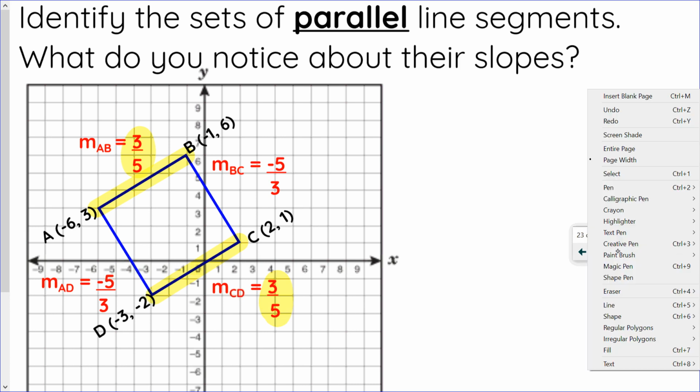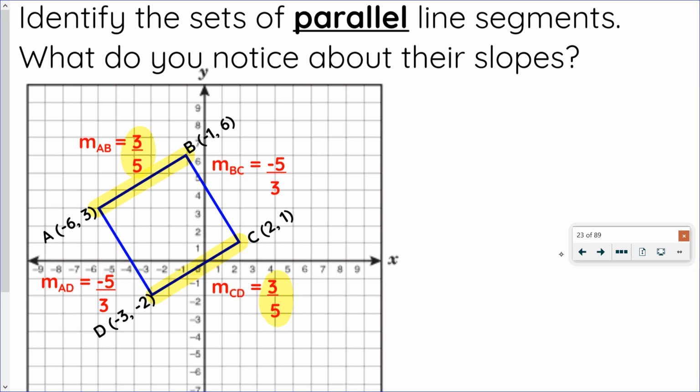Okay, let's look on the other side. On the other side, I see that AD is parallel to BC. They run in the same direction. Let's look at their slopes. The slope of AD is 5 over 3, and the slope of BC is also 5 over 3.